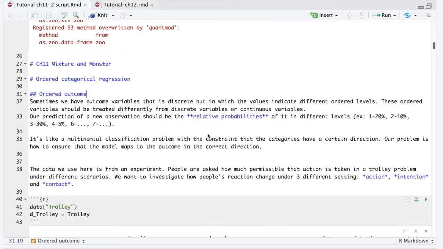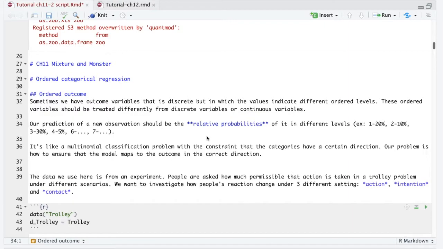Let's begin by introducing what an ordered categorical variable is. Sometimes we have outcome variables that are discrete but in which the values indicate different ordered levels. These ordered variables should be treated differently from discrete variables or continuous variables. This kind of ordered categorical regression is actually a mix of linear regression and categorical regression. We can think of it as a multinomial classification problem with the constraint that the categories have a certain direction. So our problem now is how to ensure that the model can map the outcome in the correct direction.